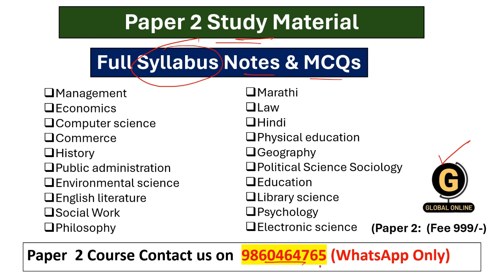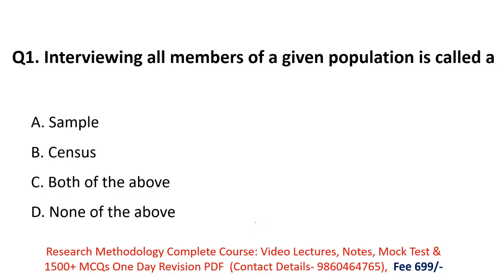So without wasting our time, we'll see the first question. The first question here is: interviewing all members of a given population is called what? What are they asking? You have to read the question twice. Interviewing all members. What are you doing? You are interviewing all the members of the population. That means it is known as census.